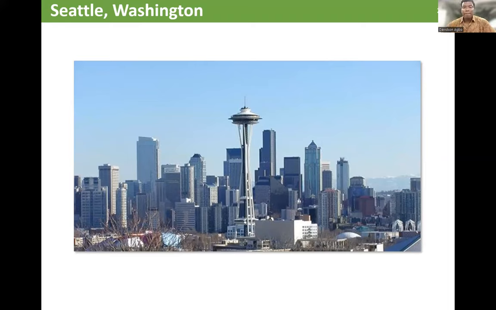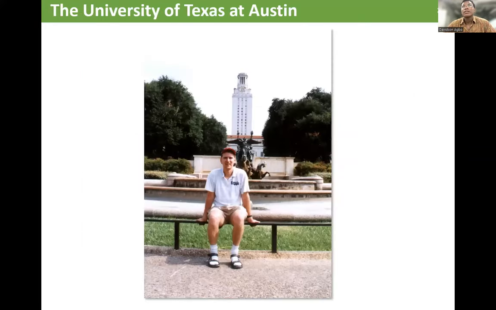Okay, so I was born in Seattle, which is on the west coast, above Los Angeles and San Francisco: Portland, Seattle, and then Vancouver, Canada. When I was in junior high, I went to Texas. I attended junior high, high school, and a university in Texas, and I studied computer science for 4 years at the University of Texas. Then I came to Japan.